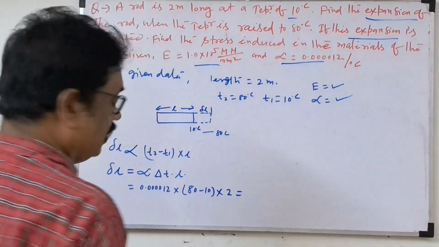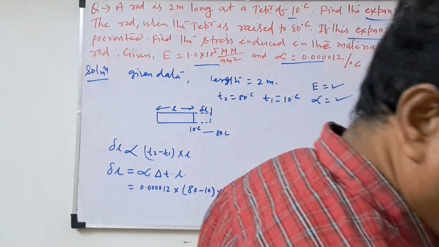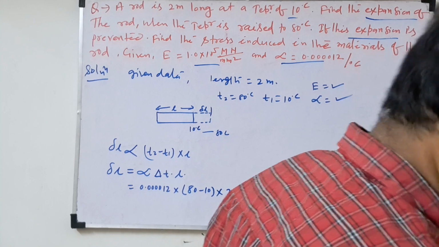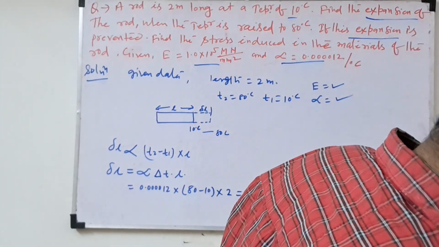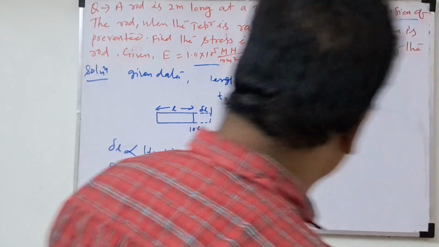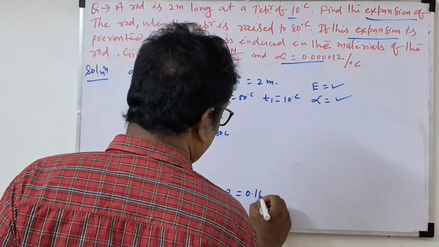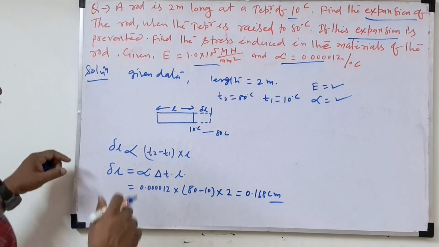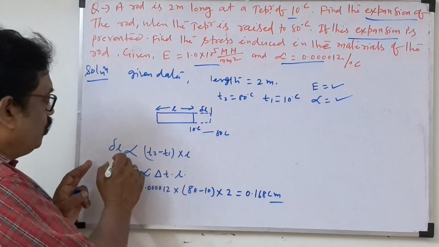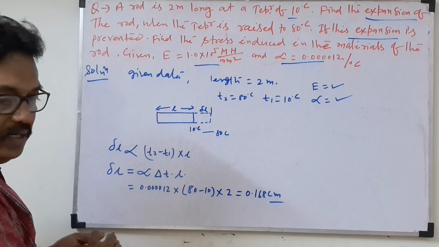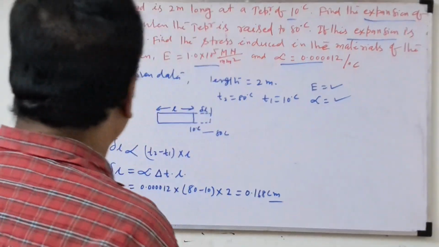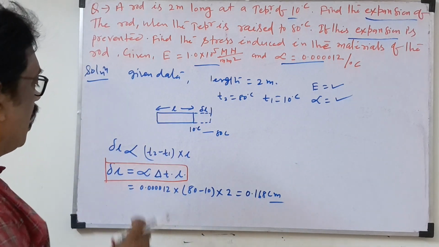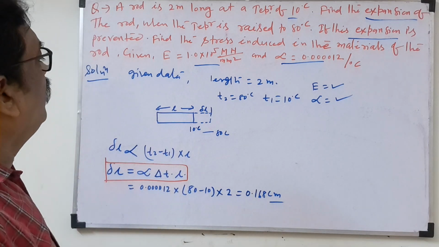If we solve this, how much change in length will come? The answer is 0.168 centimeter. So the first answer is the expansion of the rod. In the previous video I discussed how to generate the formula. Again I wrote it, but in exams you can directly write this formula itself. This is the formula for the expansion of the rod, and I told you how it comes.